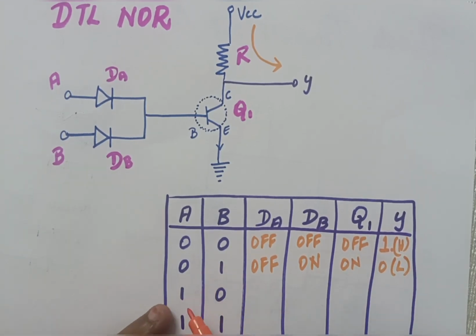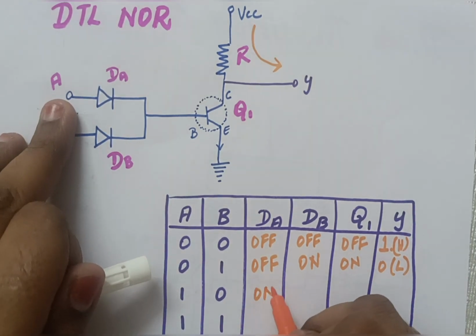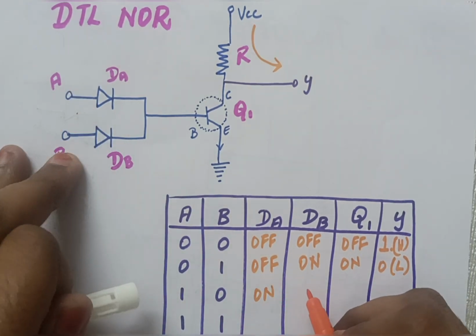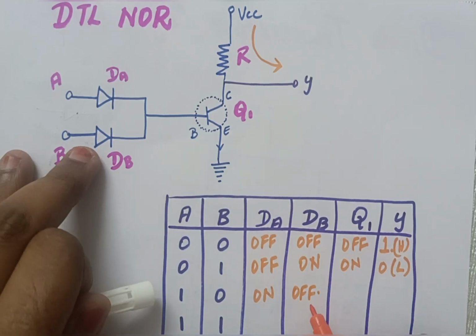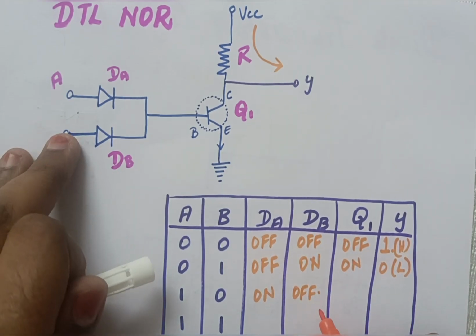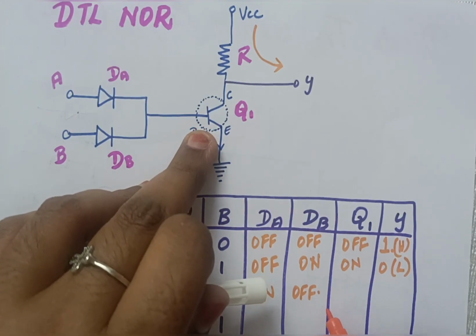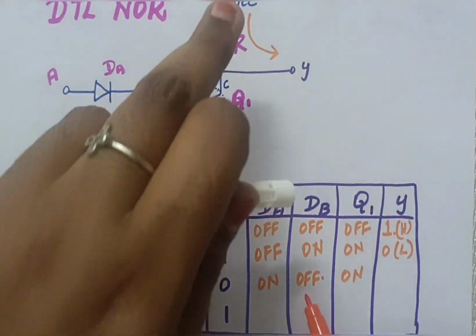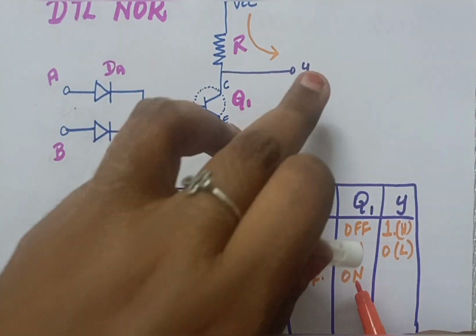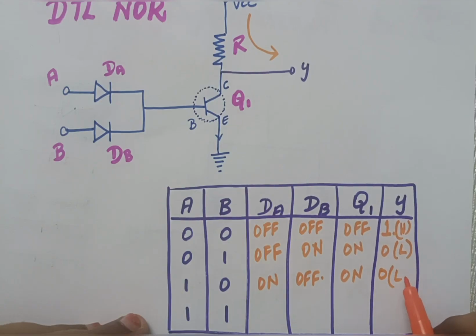Similarly, when my input A is 1 and B is 0, if it is 1, my DA will be on. If this is 0, my DB will be off. So even if one is off, what will happen? I will have the other supply going into Q1, triggering it and making it short circuited. So since Q1 is short circuited, it means it is in on state. The switch is on. So all my current will flow into the ground without having any voltage for Y. So again, the value of Y will be low.